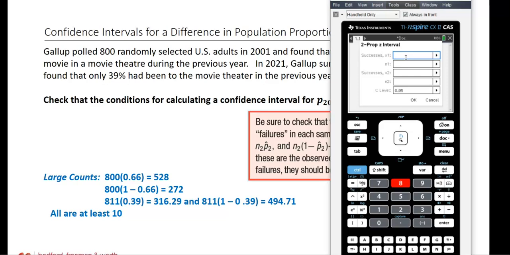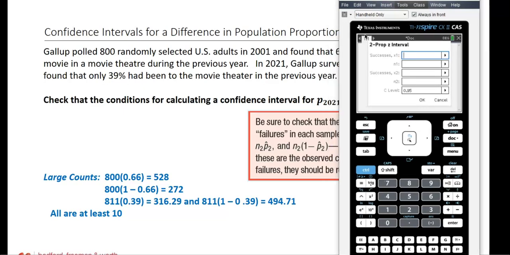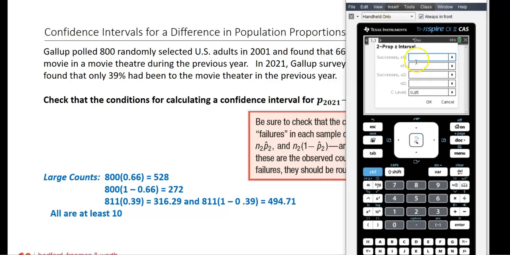Wait, I've got to make sure I'm doing the right one here. So let's see. Which one do we want first? I have to look again. So 2021 is first, so I'm going to put 21 first. So 21 was the second one there. That's 316, so I'm going to put 316 out of 811. And 2001 is the second one. You're subtracting the 2001, so I want to put that second. So that's the 528 out of 800, I believe.